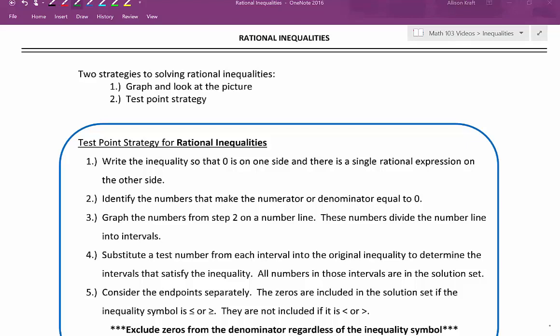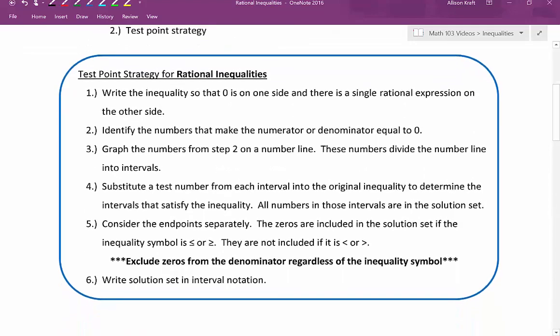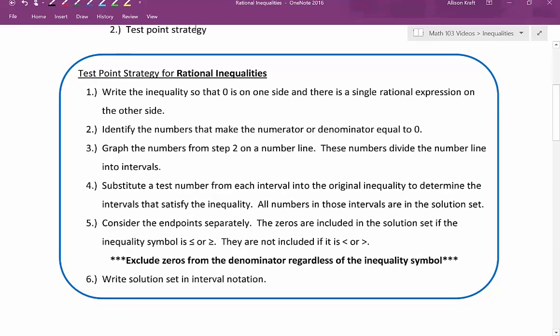Rational functions take a long time to graph, therefore I would never use this technique unless I was given the graph. We're going to focus on the second strategy, which is the test point strategy. The test point strategy for rational inequalities is extremely similar to the test point strategy for polynomial inequalities. You're going to start by writing the inequality so 0 is on one side and there is a single rational expression on the other side.